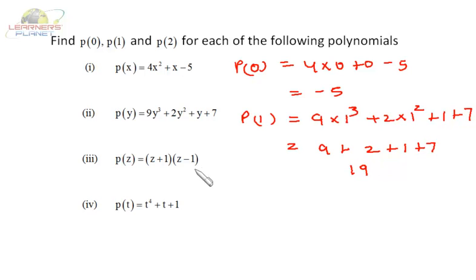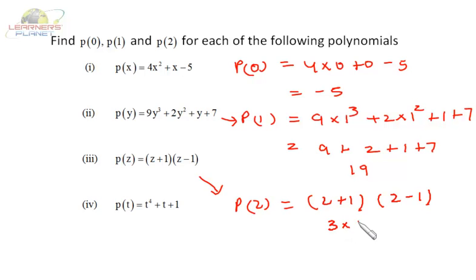Okay. For this expression or polynomial, I am putting z as 2. So I am calculating P2 for this polynomial. Z is equal to 2. So it's 2 plus 1 and 2 minus 1. So 2 plus 1 is 3. 3 into 1 is 3. So for this expression, P2 will be 3.